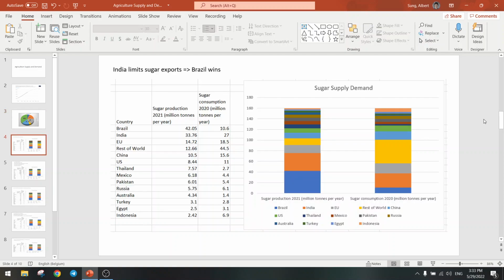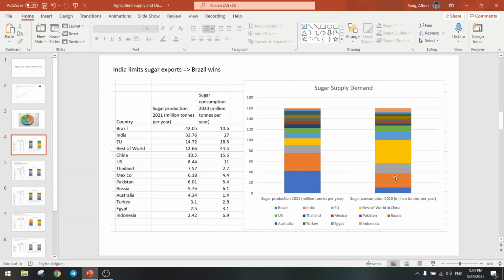So let's take a look at the supply demand chart for sugarcane. And I took this chart because there's something interesting in the news lately that India is going to limit sugar exports. And I can see why, because India is one of the largest consumers of sugar. And they produce a little bit more than they consume, but they are now banning or limiting sugar exports.